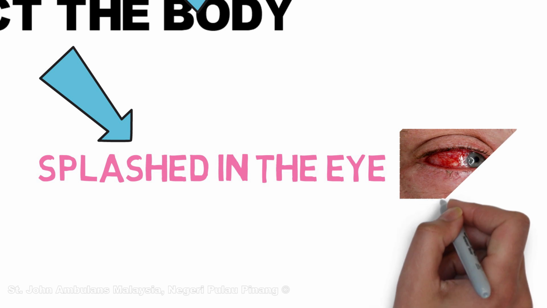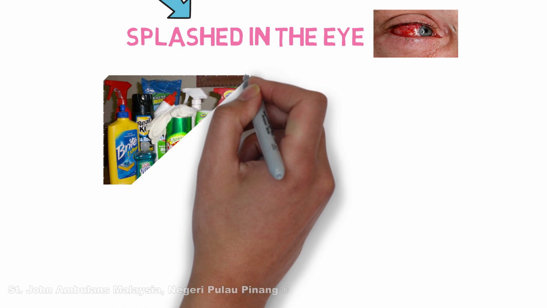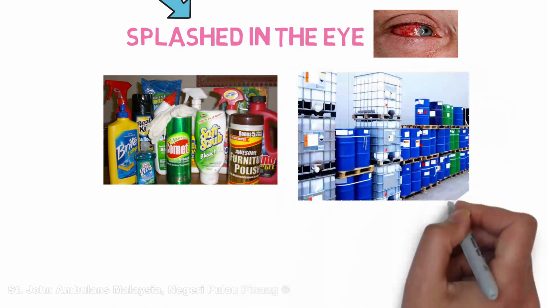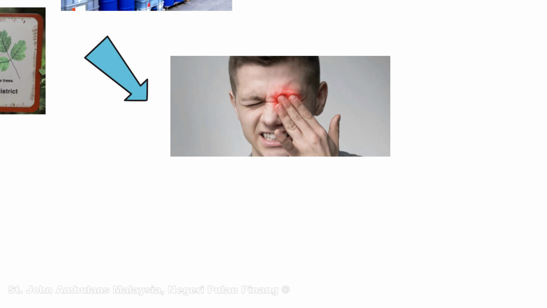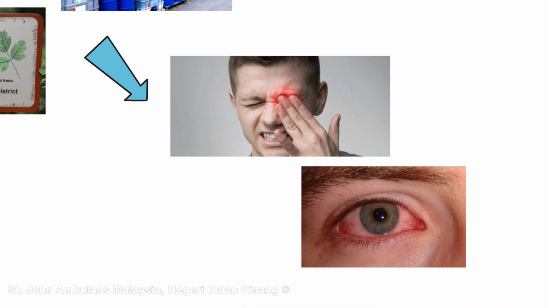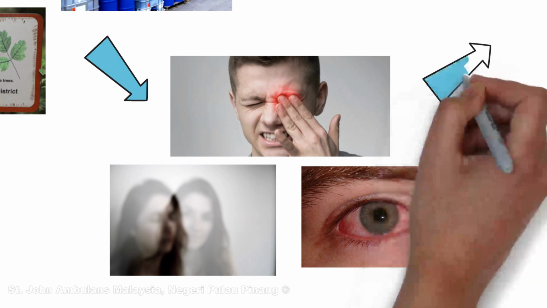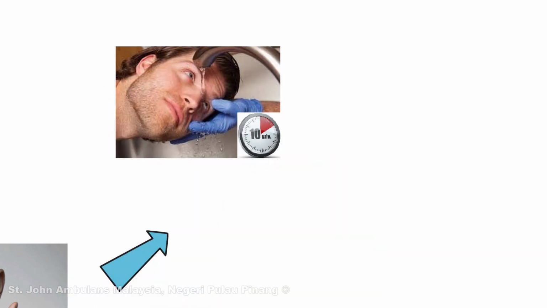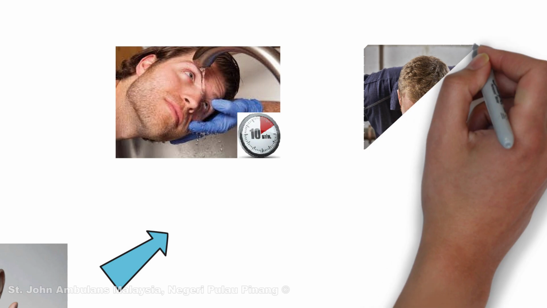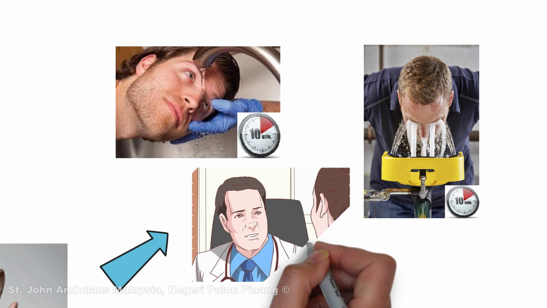Poison splashing in the eye commonly happens in industry and at home. Poison like cleaning products, industrial chemicals or plant poison may accidentally splash into our eye. The casualty may experience pain, watery eye, and blurred vision. Our first aim is to prevent further damage to the eye by flushing the affected eye under running water for 10 minutes. This will help to wash the chemical out. And remember, seek medical help immediately.